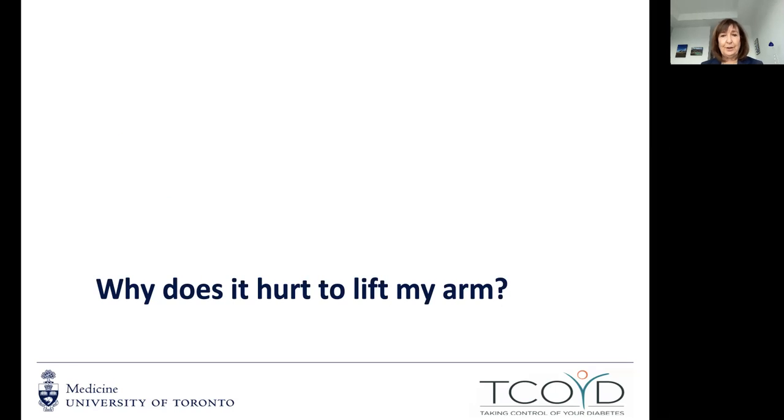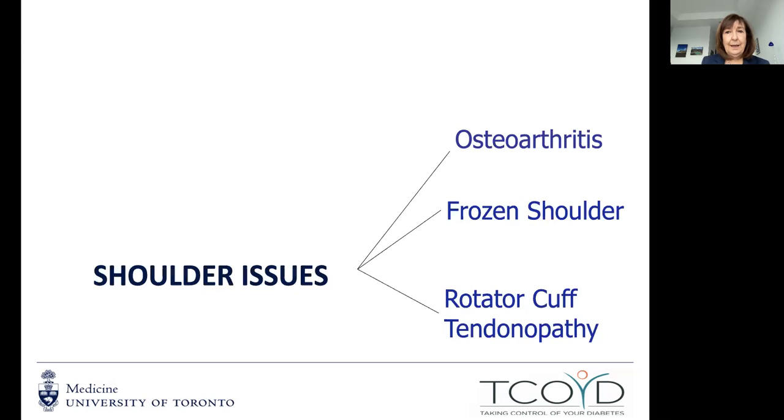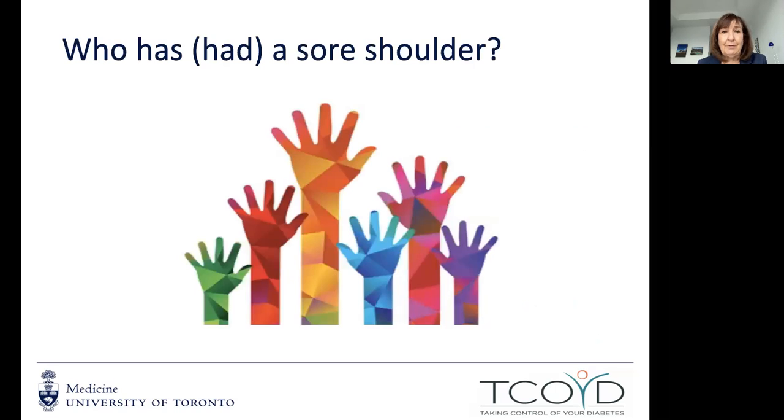But back to our agenda. So why does it hurt to lift my arm? There are a couple of different processes that we're going to talk about today. We're going to look a little bit at osteoarthritis, frozen shoulder, and rotator cuff tendinopathy, which are three quite common causes of arthritis of joint and shoulder problems, which I would see in my office.